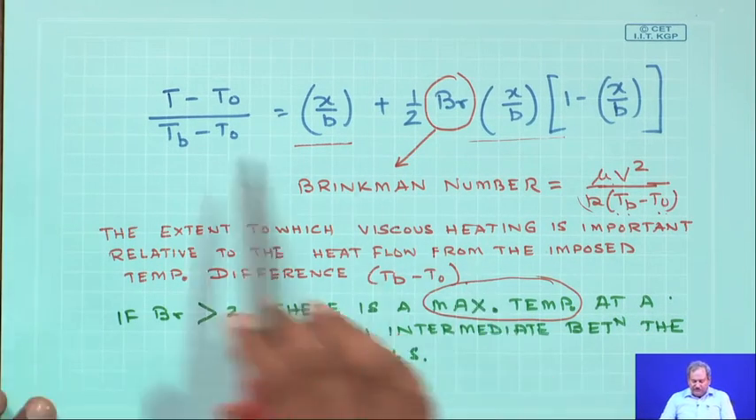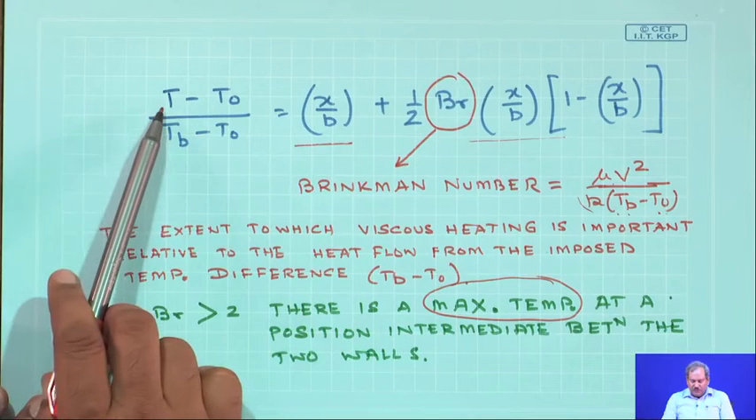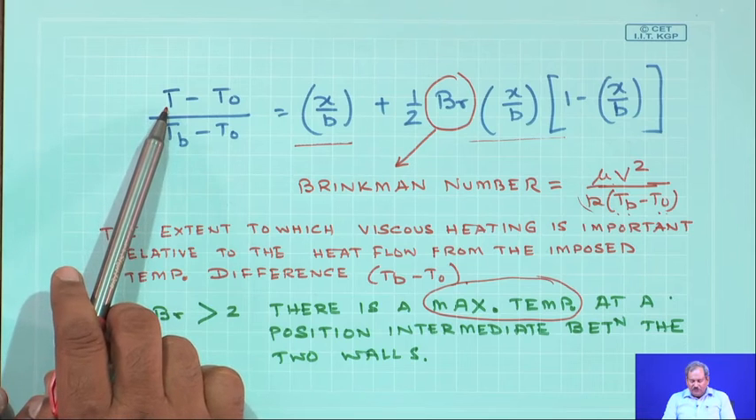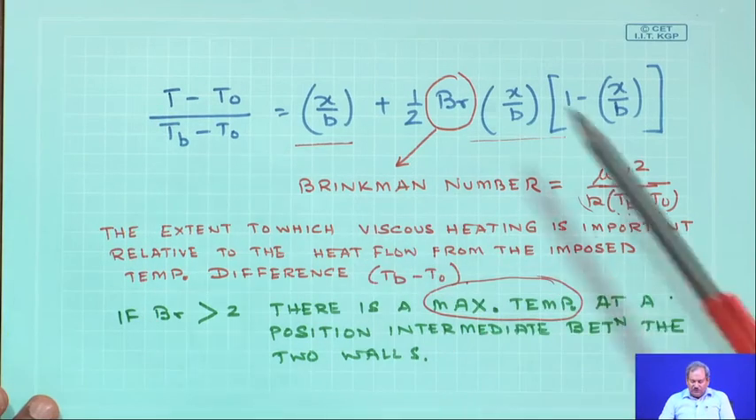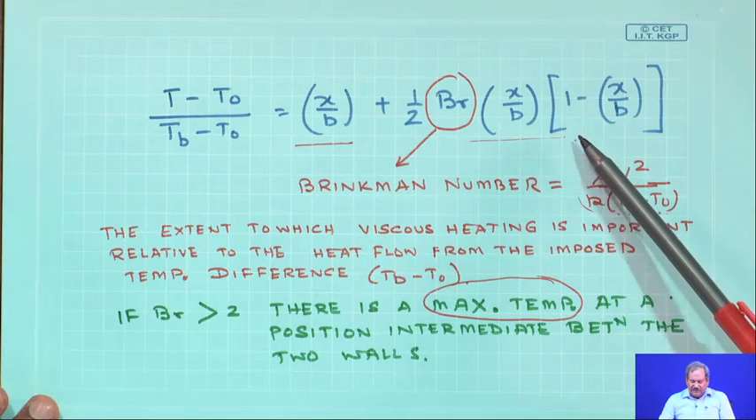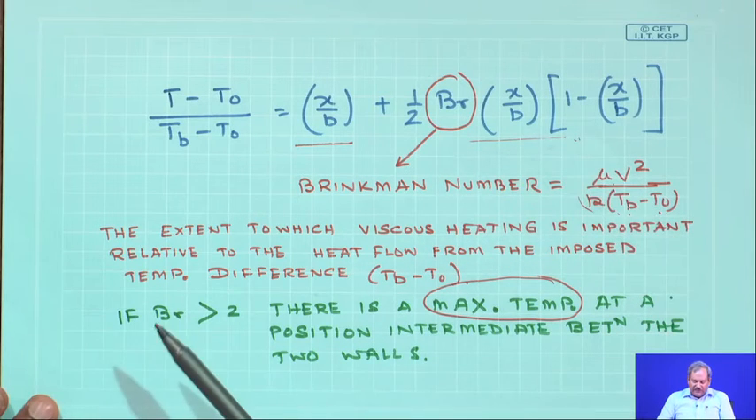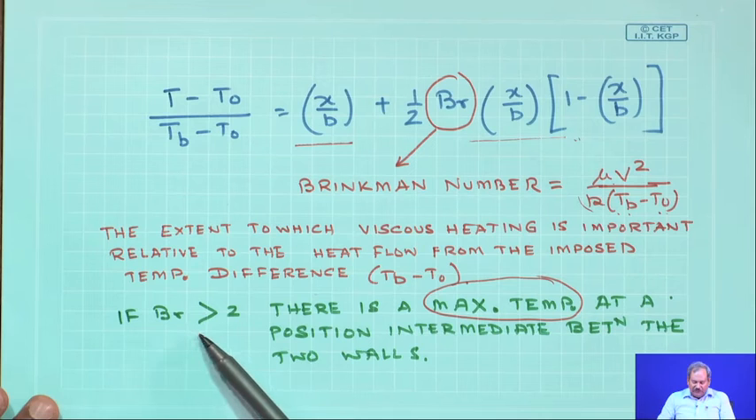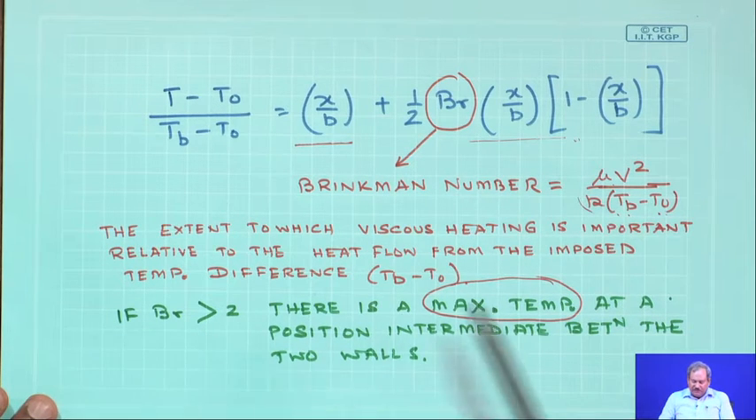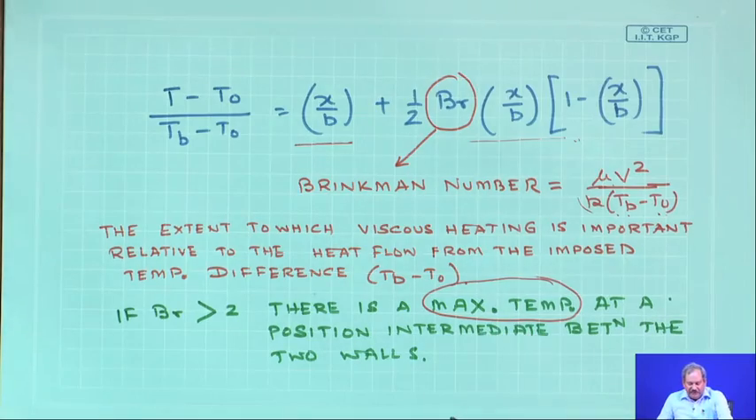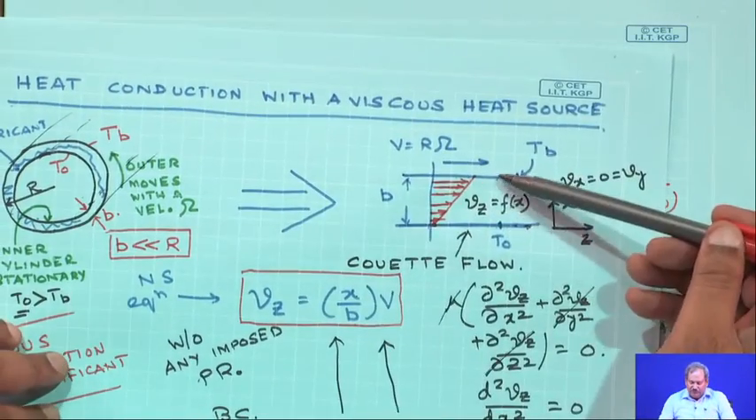You have a temperature distribution, find out what is the maximum temperature that you can get. So, you find out what is dT/dx, set it equal to 0, and from this expression, you would see that Brinkman number, if it is greater than 2, then you are going to get a maximum temperature at a position in between these two.